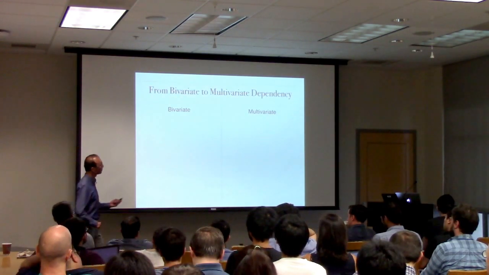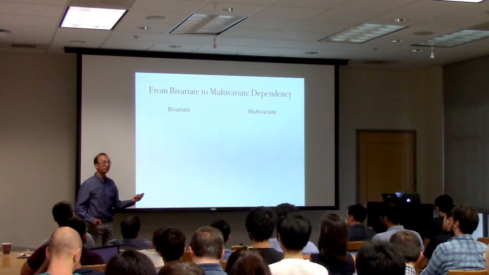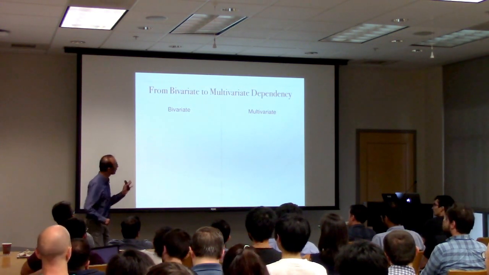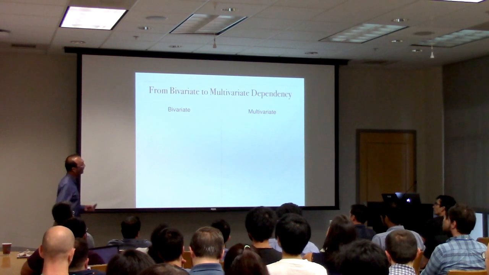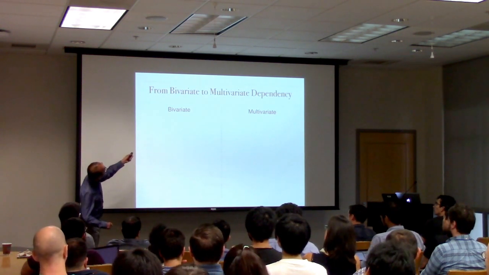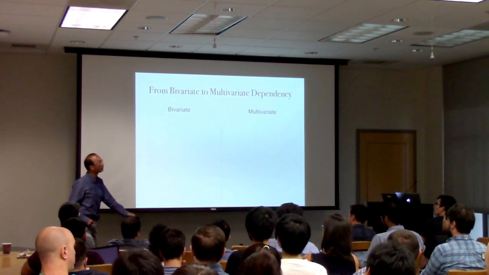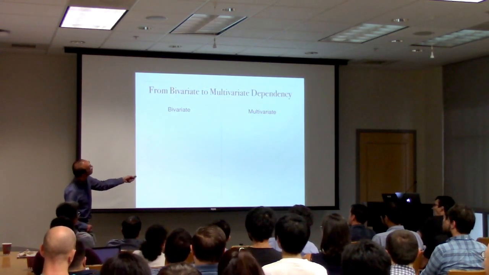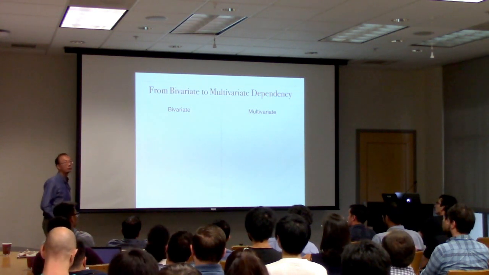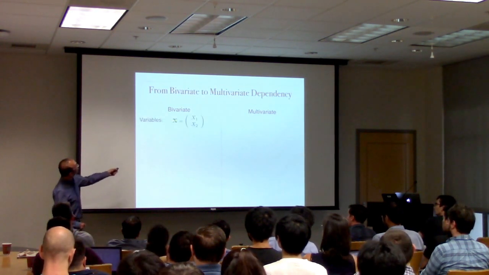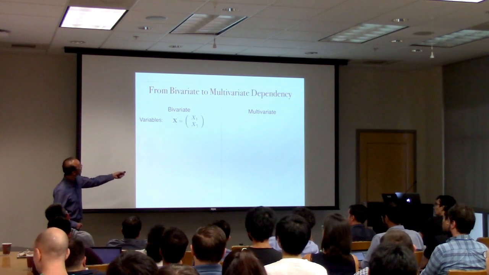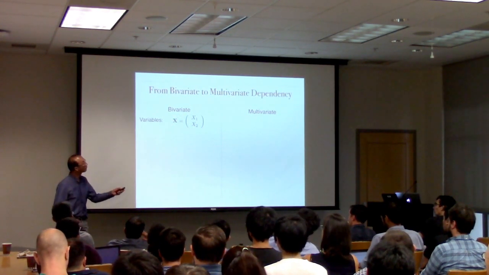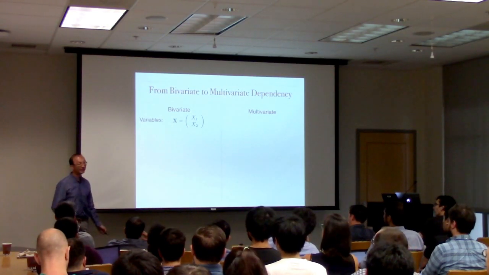Okay, so since it's a semi-tutorial, let's try to seek the answer ourselves by drawing an analogy. So we have bivariate, which means 2 variables, and now I want to generalize to multivariate, which is more than 2 variables, and I want a natural dependency measure. So in the bivariate case, I have 2 variables, x1, x2. Let us club them together and call it a random vector x.